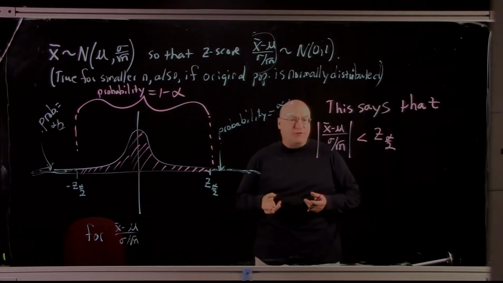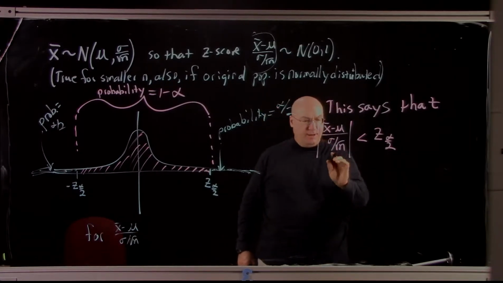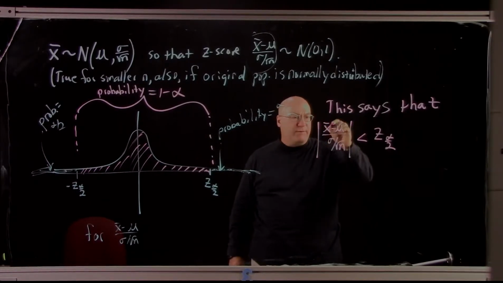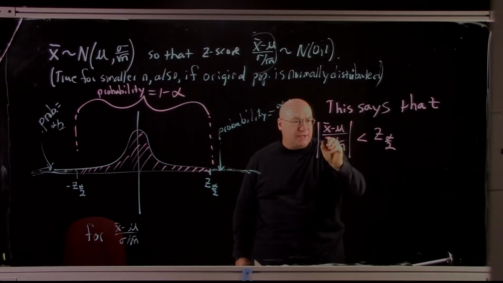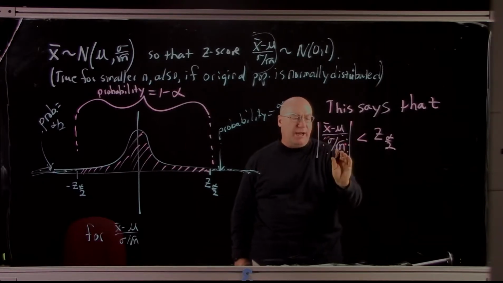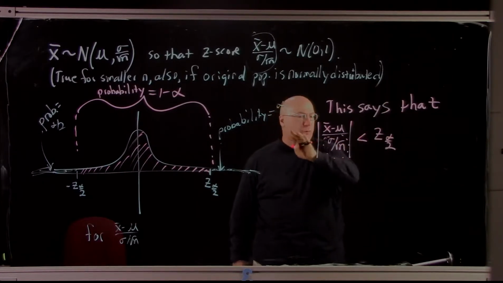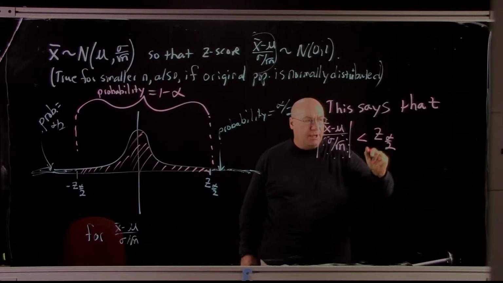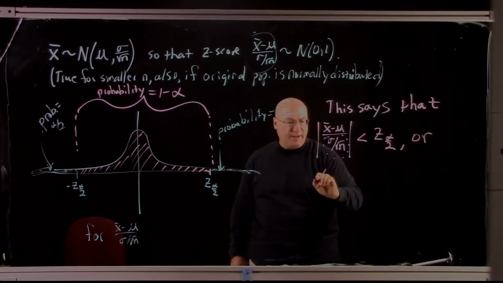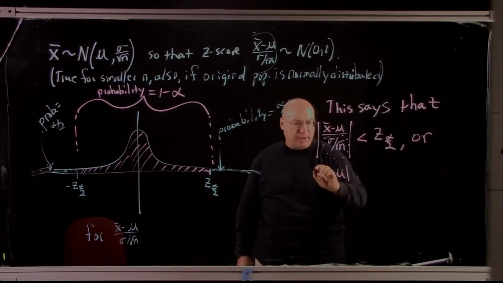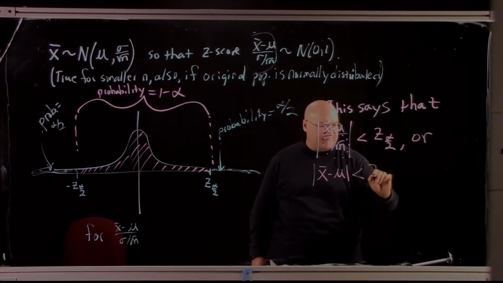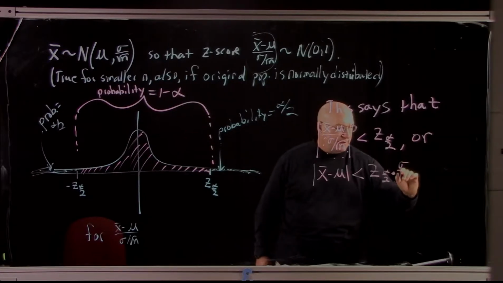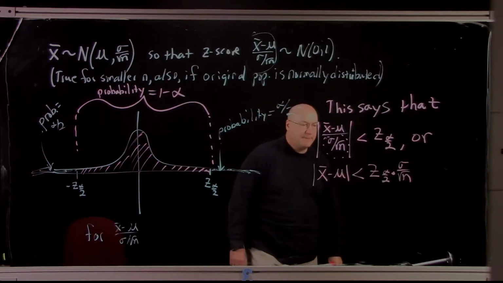Well, let me do a little algebra here. I have a fraction inside an absolute value sign, but the thing on the bottom here is a positive number anyway. So I can swing it out, multiply both sides by it, and that would clear the denominator and put it over here. So I have the absolute value of x bar minus mu is less than z alpha over 2 times sigma over the square root of n. All right?